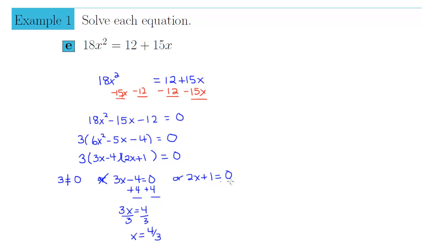How about this? 2x plus 1 equals 0. So again, solving for x means we have to isolate the x, so we're going to subtract 1 first. That gives us 2x equals -1. And we divide both sides by 2. That tells us x equals -1/2 is another solution. If we were to take -1/2 and substitute it here, we'd get 0 for this factor. That means the solution to this quadratic equation consists of the two numbers negative 1/2 and 4/3.